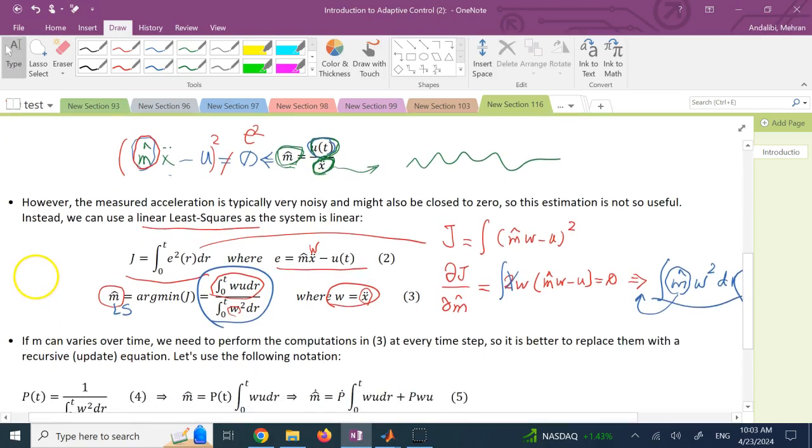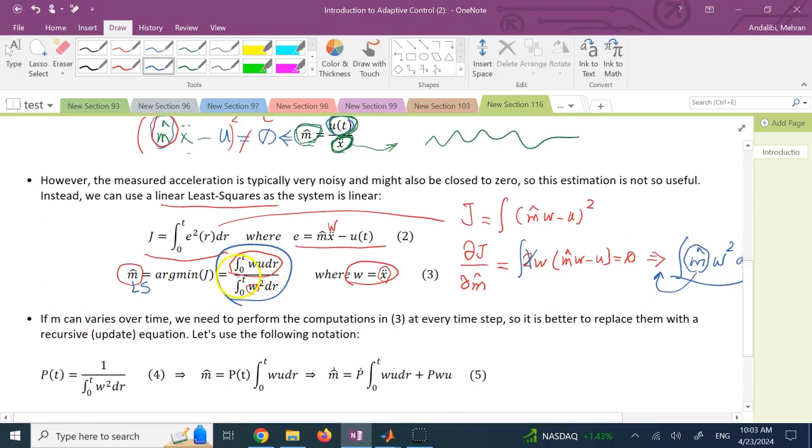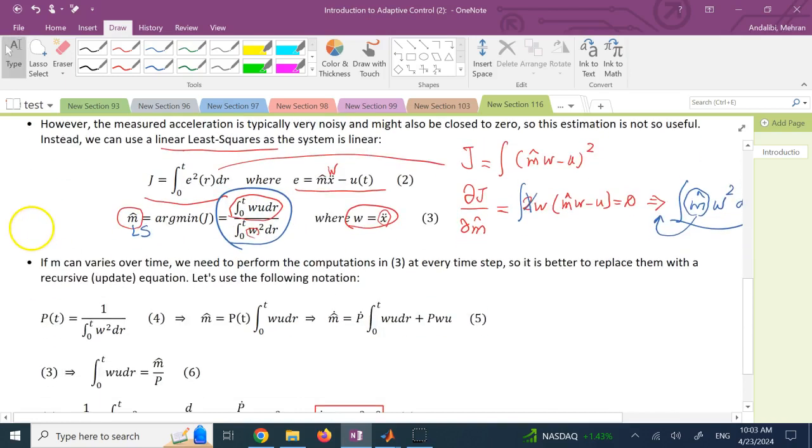Now, this is good, and you have to do this integration once for numerator and denominator, and that gives you m hat. The problem is, if your m changes, that means m hat has to change.